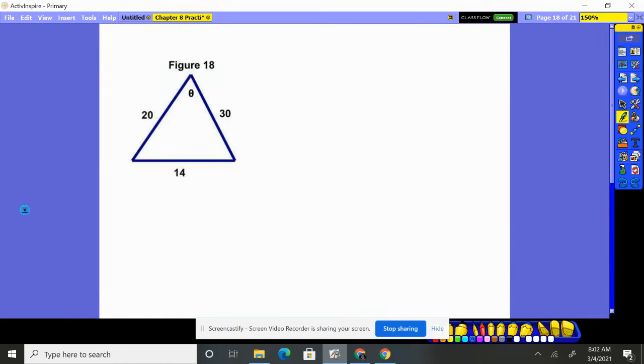Figure 18 is not a right triangle, so it's either law of sines or law of cosines. With one angle, it's law of cosines. Law of cosines is always the c squared piece, because the formula is c squared equals one leg squared plus the other leg squared minus 2 times each of the legs times the cosine of the angle between A and B. C is the piece across from the angle, so this is across from the angle we're trying to find.